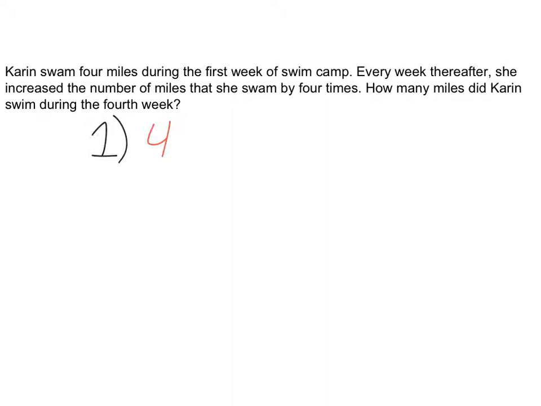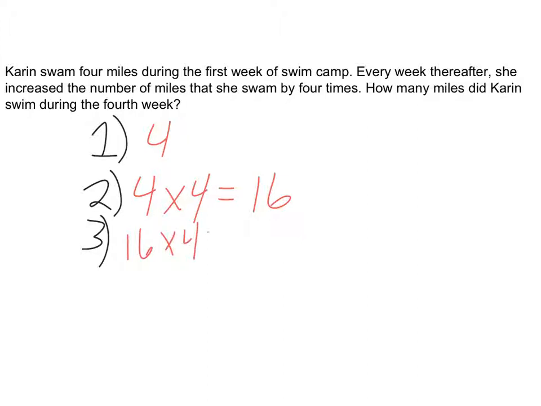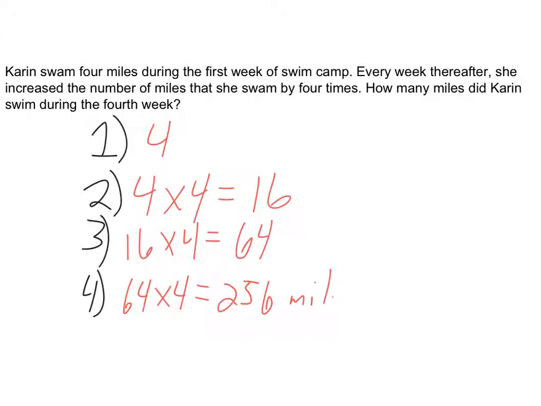Every week thereafter, she increased the number of miles she swam by 4 times. So to get the second week, we take that one and multiply it by 4 because it's increased by 4 times. So she swam 16 miles that second week. Third week, increase it by 4 times, so I multiply it by 4 again. I would get 64. Finally, the fourth week, I take that 64 and multiply it by 4 again, and I would get 256 miles that she swam in week 4.